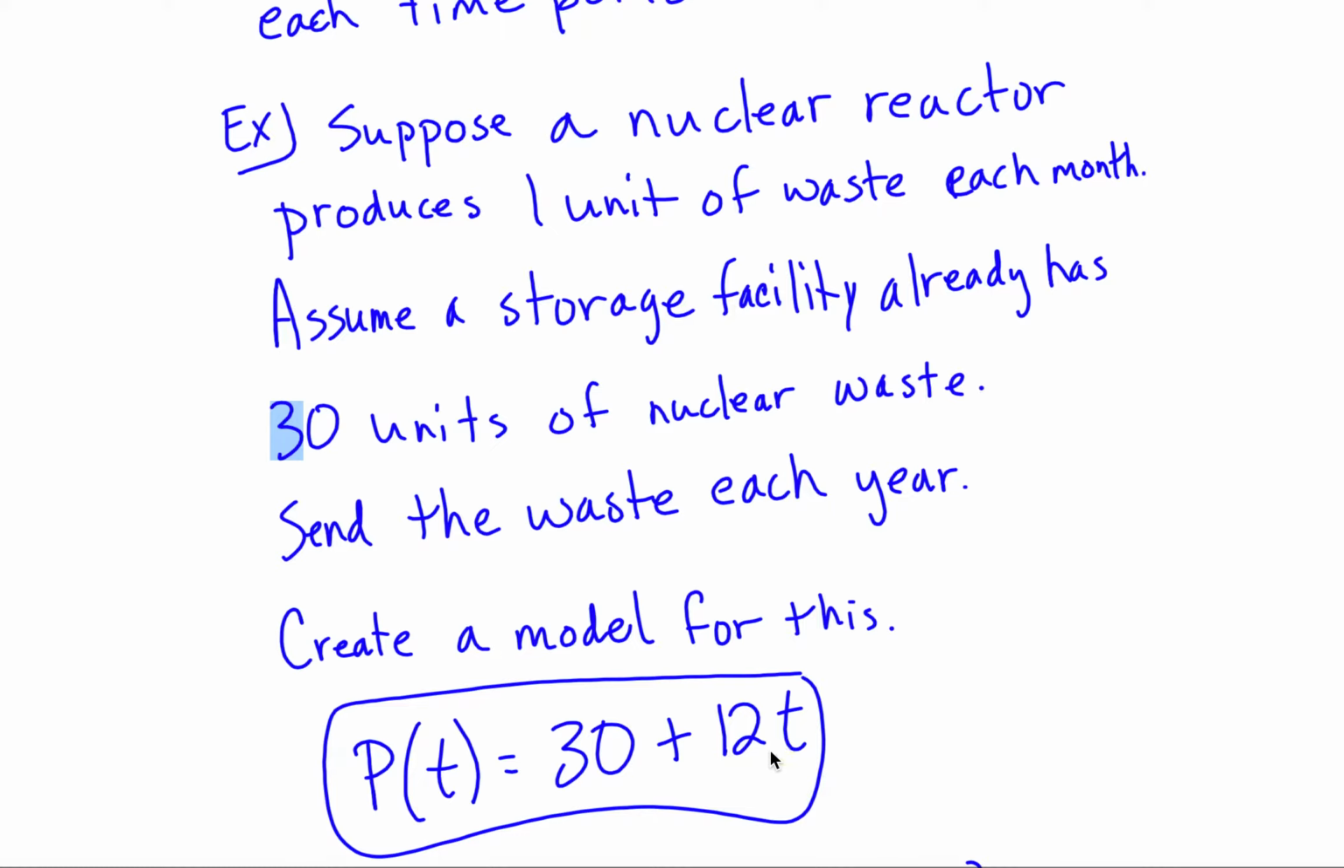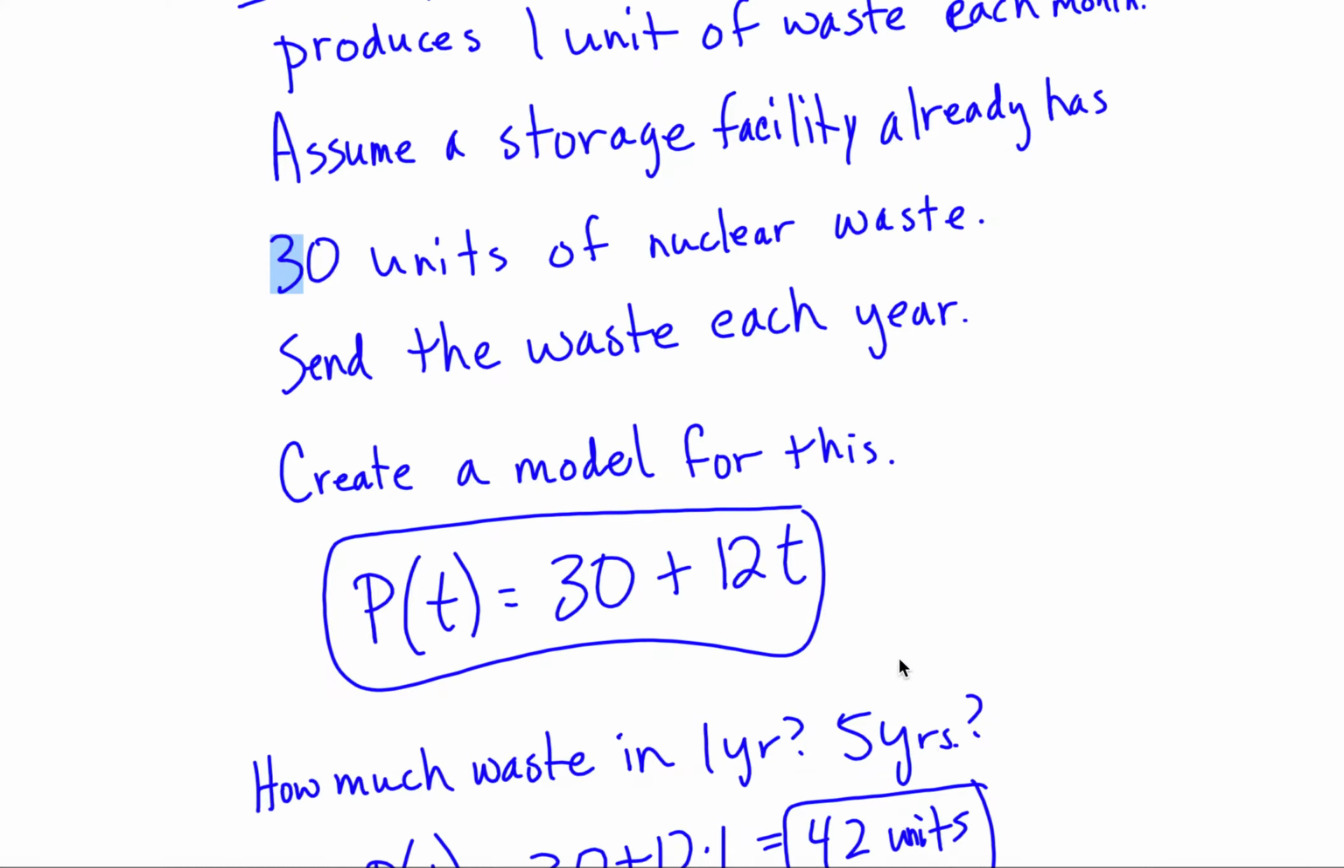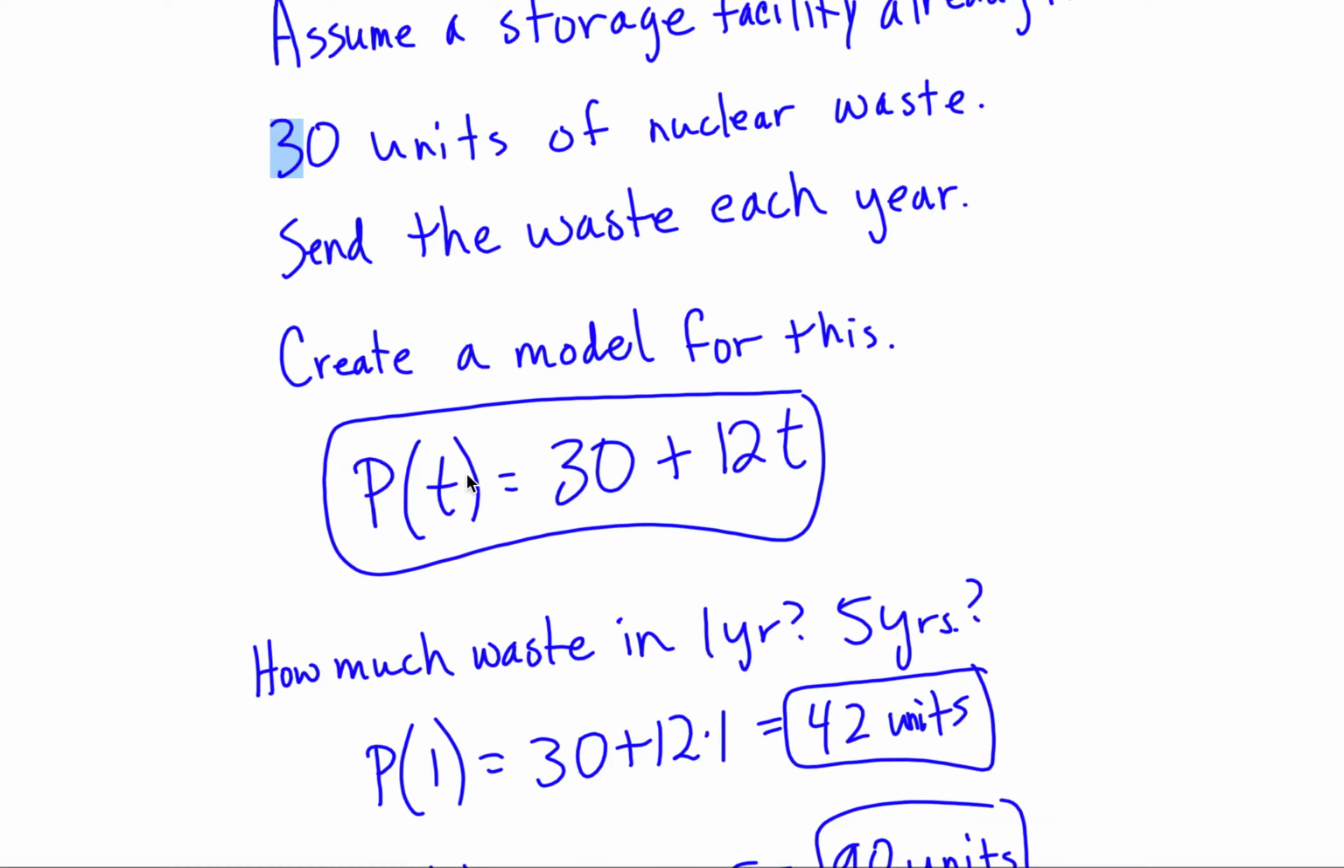So that means you're going to have 12 units being put in for each year, and if t is our number of years, we start with 30, and then we're going to add that 12 times whatever the time period is each year. And this gives us what we call a linear growth model.